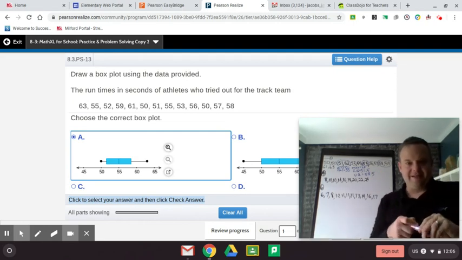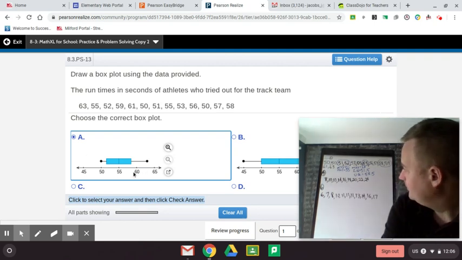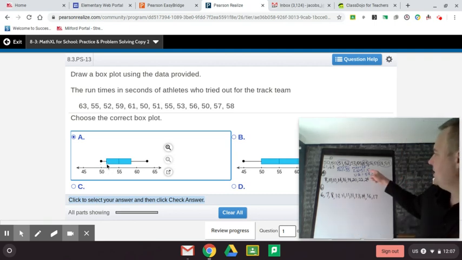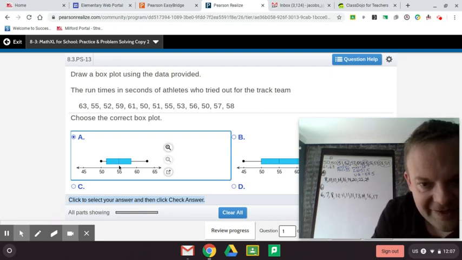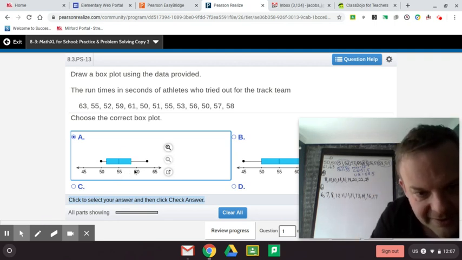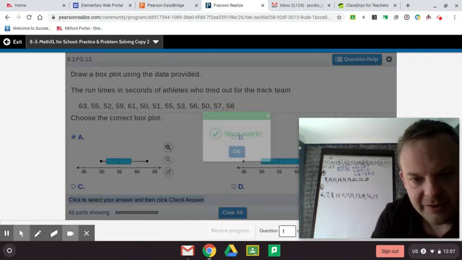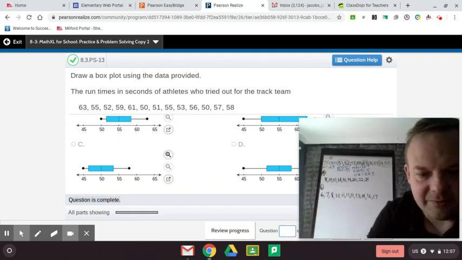So now let's see if it works for A. So the minimum is 50. The lower quartile was 51.5. Yes. The middle was 55. Yes. The upper quartile was 58.5. Yes. And the maximum was 63. Okay. So we are good. All parts showing. Let's go on to the next one.